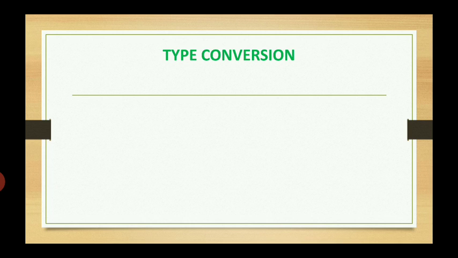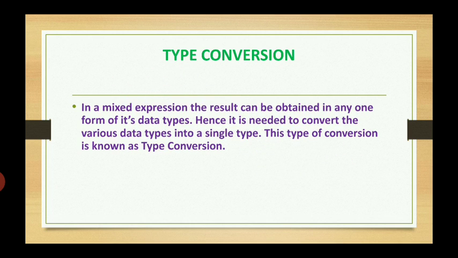Type conversion. In a mixed expression, the result can be obtained in any one form of its data types. Just now we saw mixed expressions. Generally, type conversion is used in a mixed expression, not in a pure expression. When there are different types in an expression, it will automatically get converted into a higher data type.